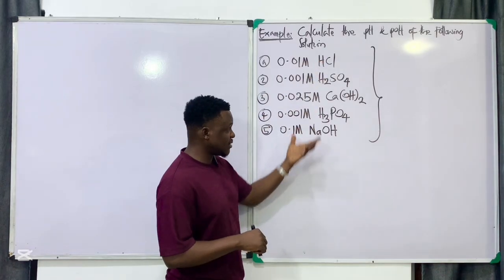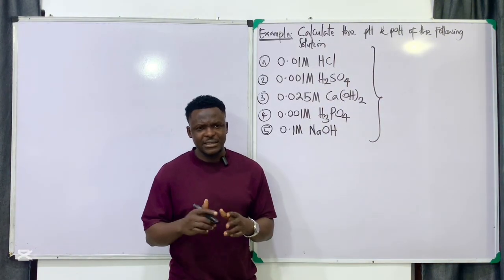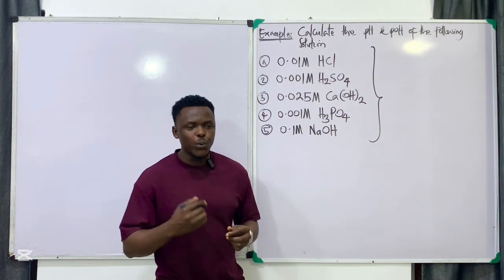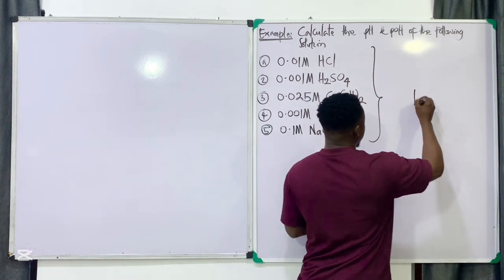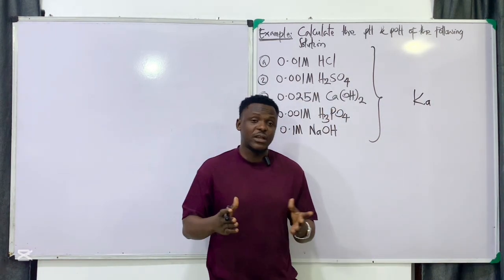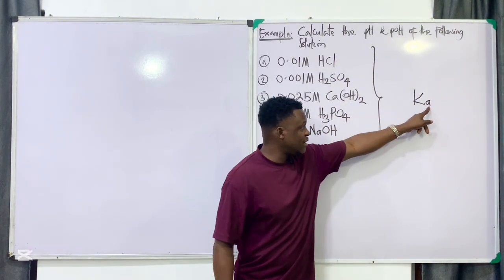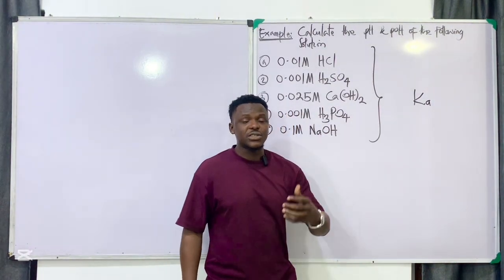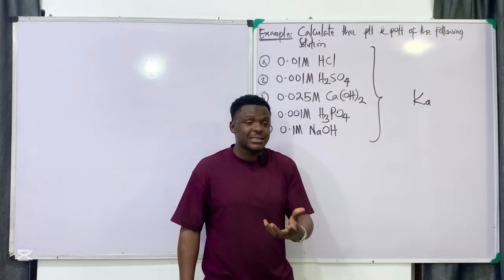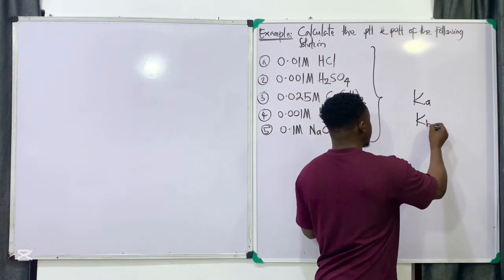They are strong acids. How would I differentiate a strong acid from a weak acid? A weak acid will always have a Ka value. Anytime you're asked to solve for the pH of a particular substance, be it an acid, and then you see Ka, Ka simply means acid dissociation constant. That means that acid is a weak acid. If it's a weak base, they'll give you Kb. Right?